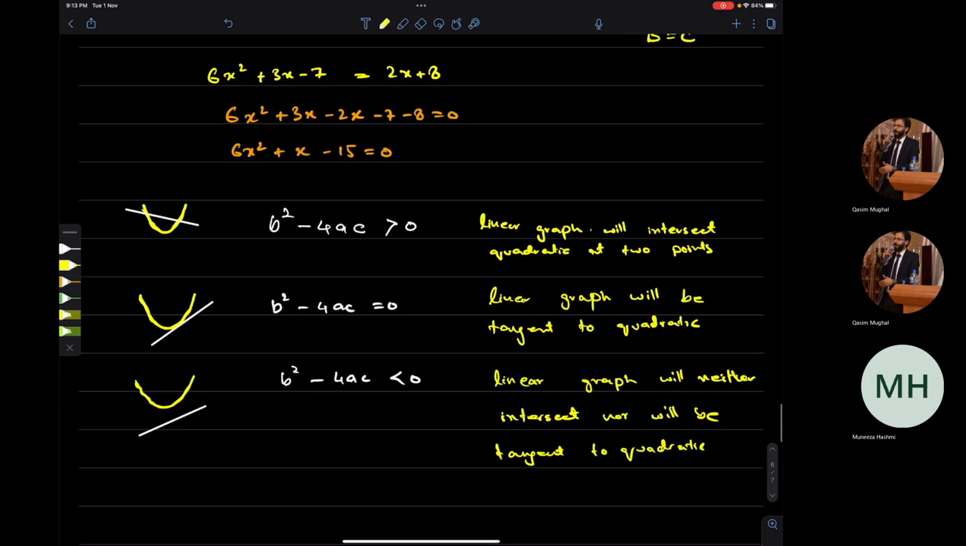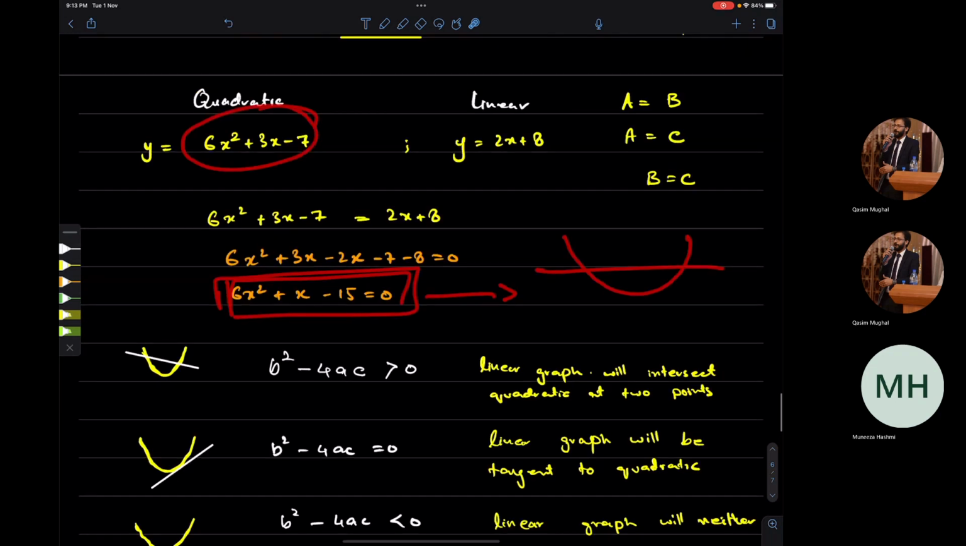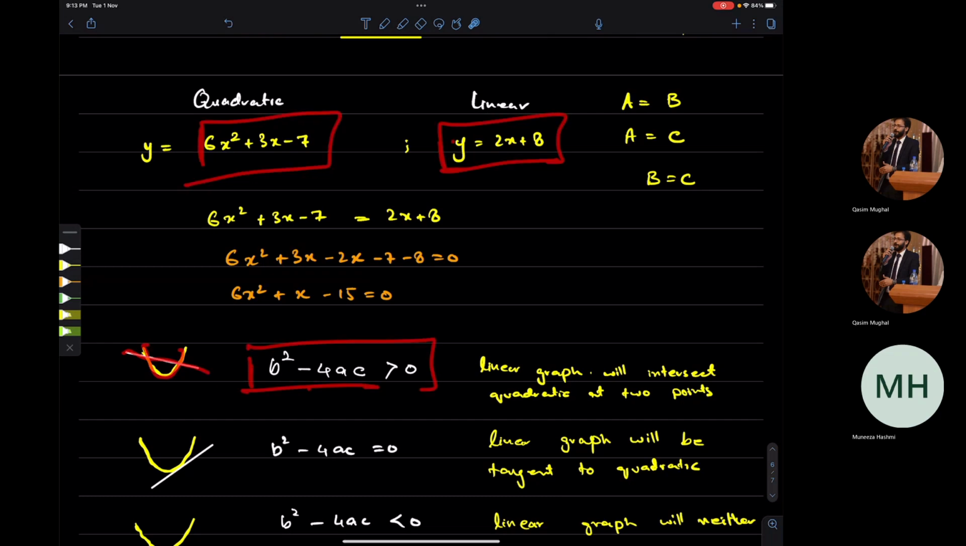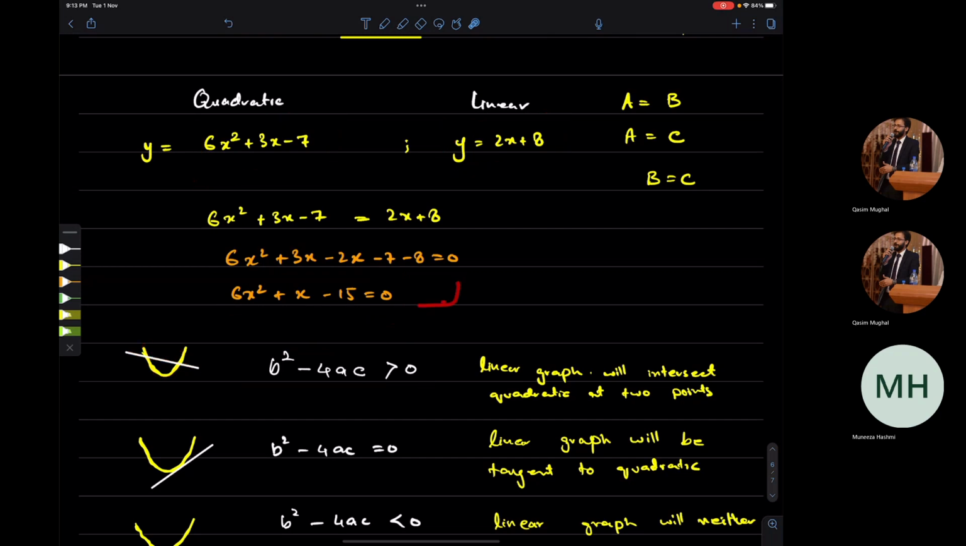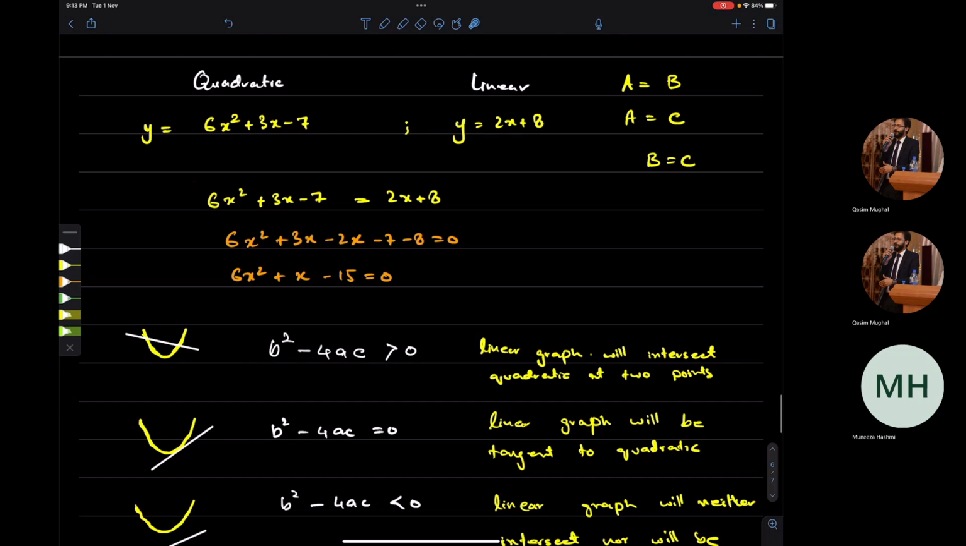When you draw the graph of this one, that will definitely show the intersection on the x-axis, because this equation is not the same as this one. This yellow graph refers to this one. This white graph refers to this one. But we are getting this information from the discriminant of this, where we have a new equation after combining these two together. Just remember this.